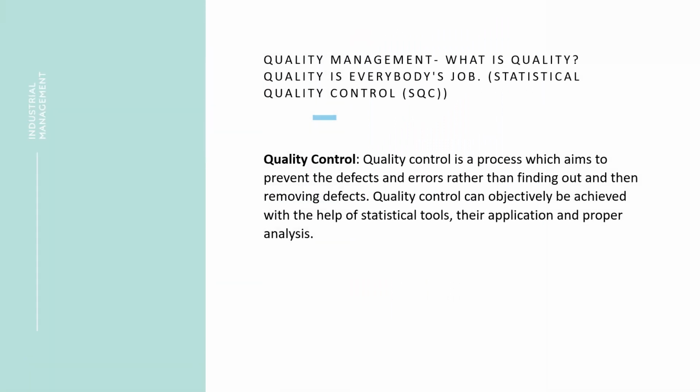Quality Management. What is quality? Quality is everybody's job. Statistical Quality Control, SQC. Quality control is a process which aims to prevent the defects and errors rather than finding out and then removing defects. Quality control can objectively be achieved with the help of statistical tools, their application, and proper analysis.